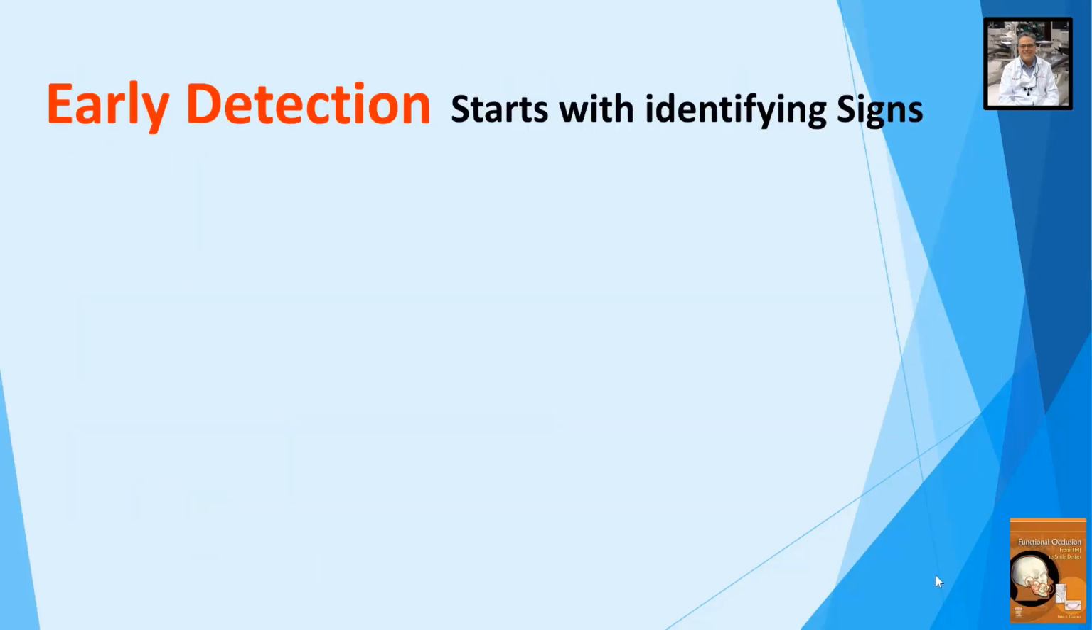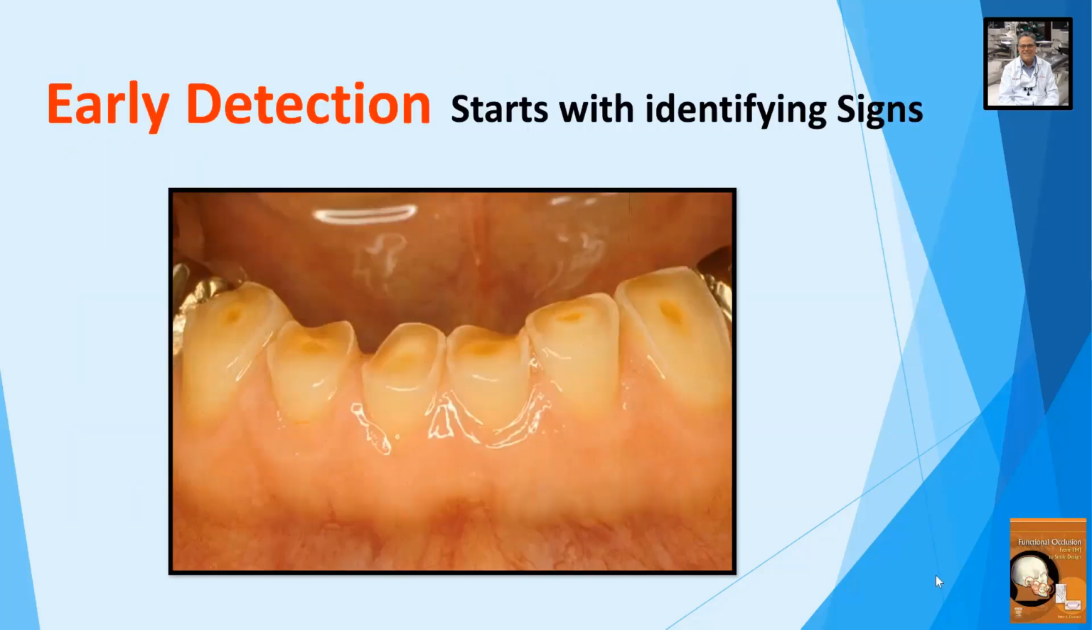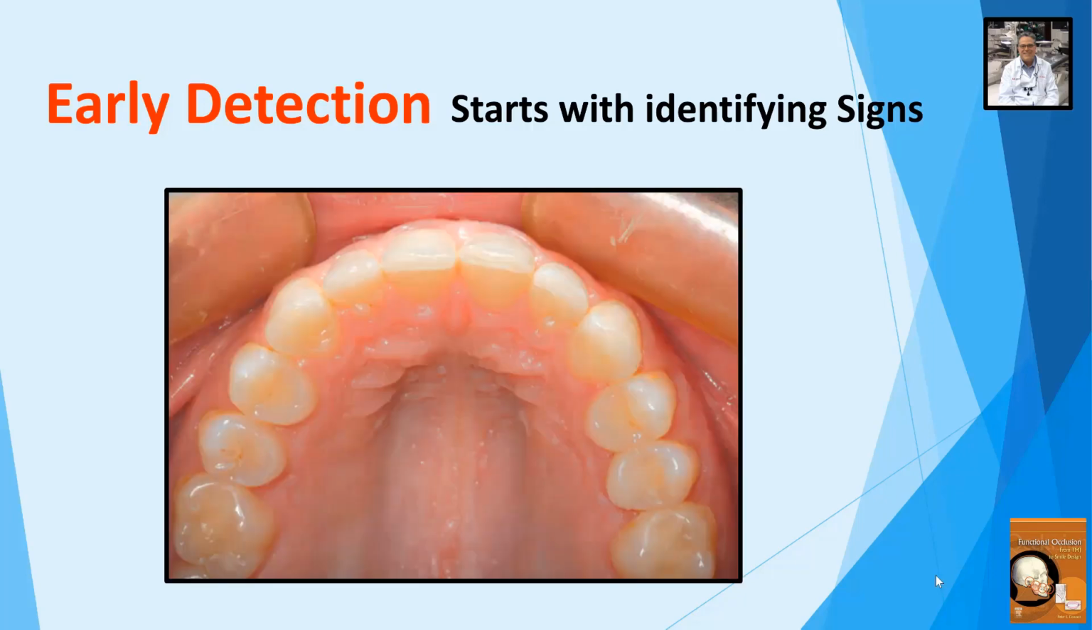Early detection starts with identifying these signs. We don't want to notice it at this stage. We don't want to tell a patient that there's no tooth left because they've been grinding their teeth for most of their life. And I can tell you, I've done that before, and people have said to me, gosh, no one has ever told me that before. These patients often don't have any sense or awareness that that's what they're doing. This is when we want to find it.